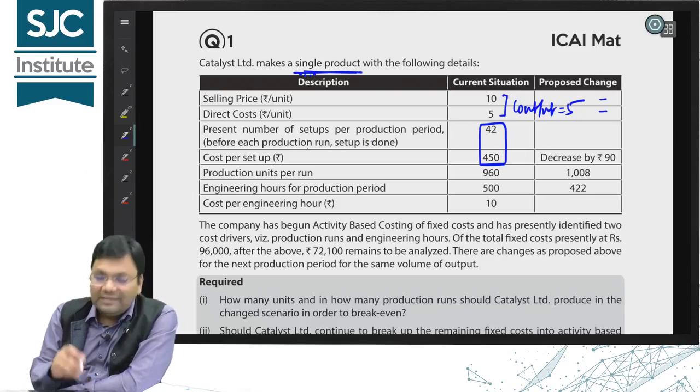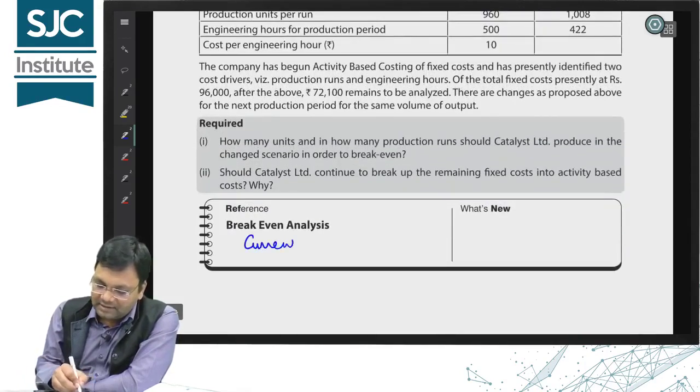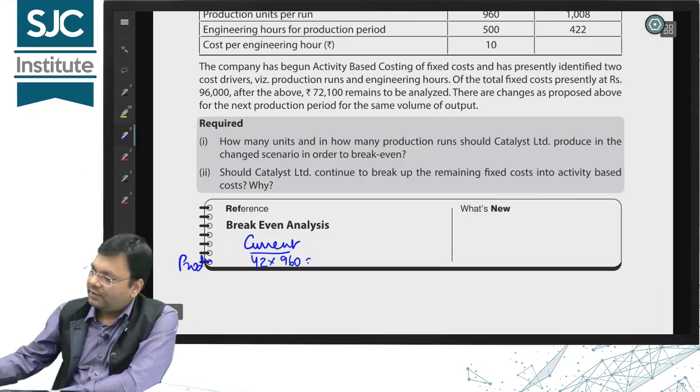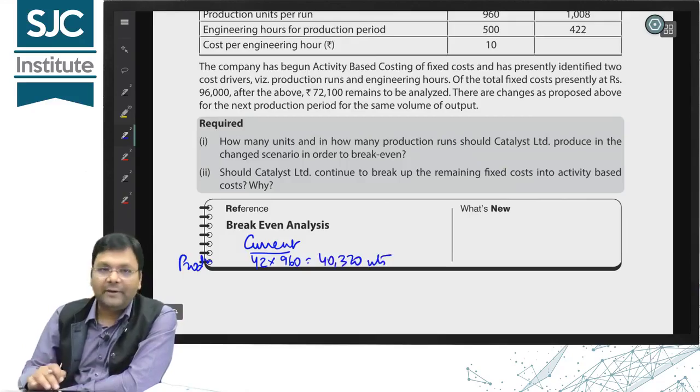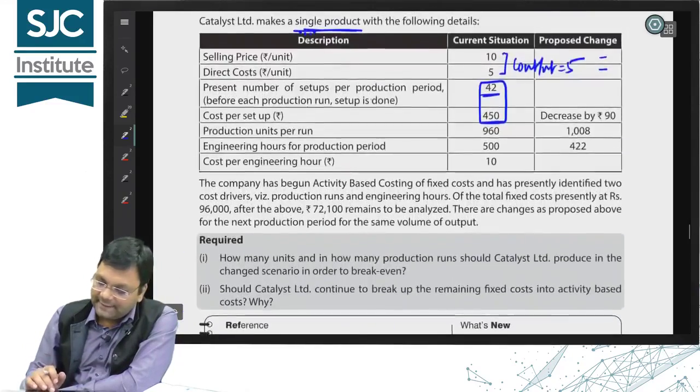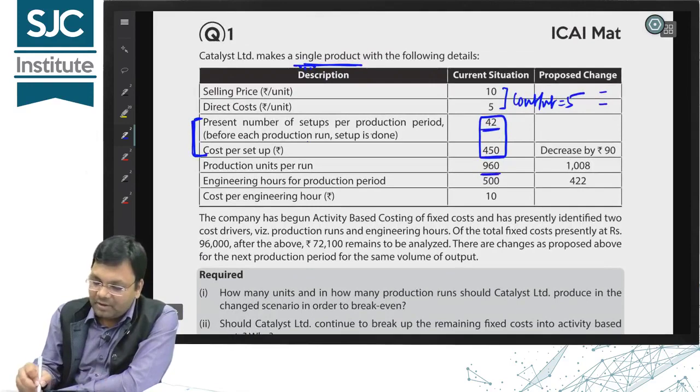So in one run, in one lot, we are producing 960 units. In total, if we are having 42 setups, what is the current production? 42 into 960, what is it please? 42 into 960 is coming 40,320 units. So from the number of setups I have got the number of units.